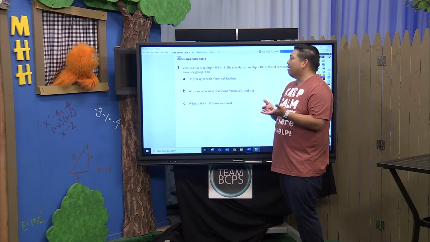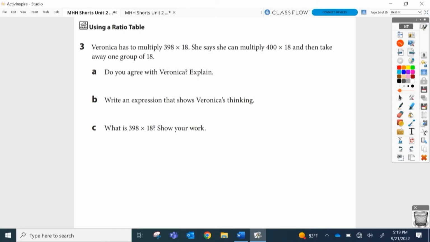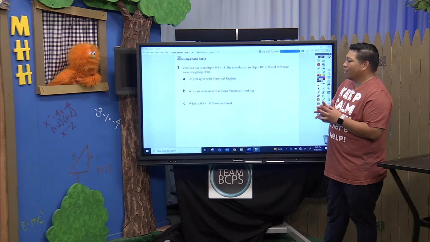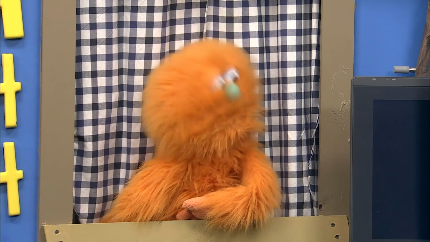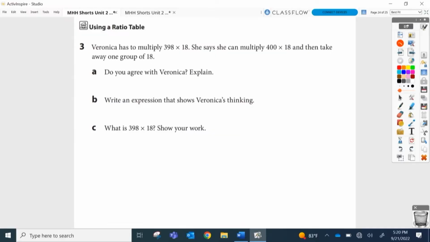Let's take a look at this again. So Veronica has to multiply 398 times 18. She says she could multiply 400 times 18 and then take away one group of 18. Do you agree with Veronica? Oh, wait a minute. I don't think you can take just one group away, right? Because you have to take it from both. So we're going to go ahead and say no.